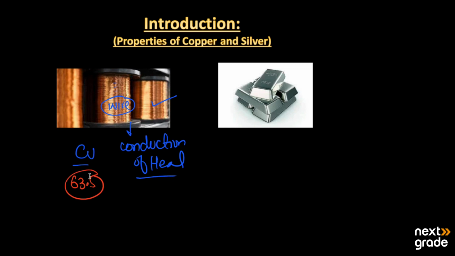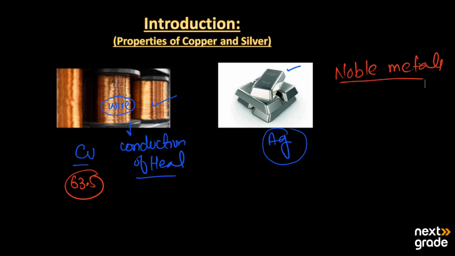And the mass number of copper here is 63.5 gram per mole. This is a simple picture of silver. Its symbol is Ag, and silver is known for its silvery color. Both copper and silver are known as noble metals. Now, what are their properties, physical and chemical? Let's have a look at it.